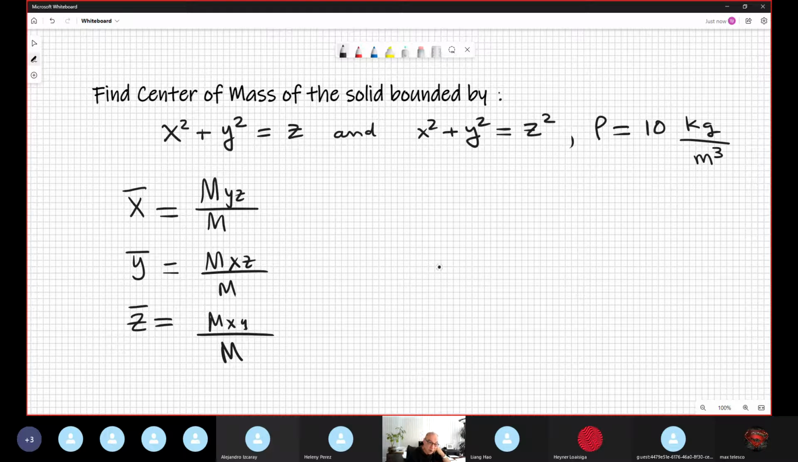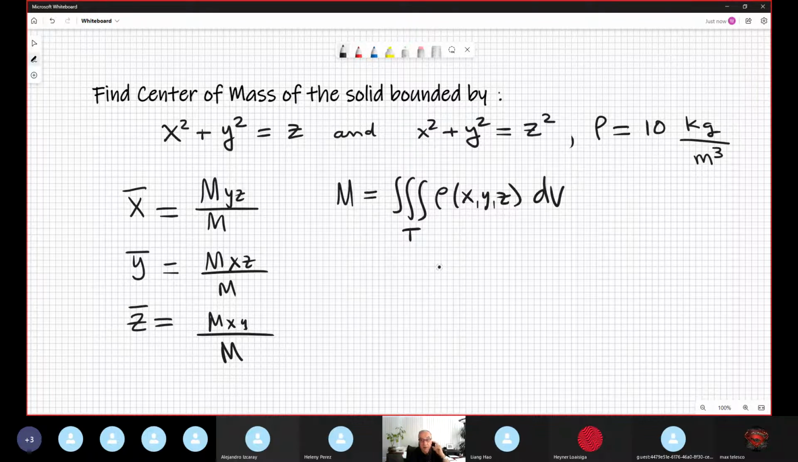And the formula, well, the mass is easy. The mass is the triple integral, because it's a solid, the solid bounded by this surface, of the density function rho(x, y, z) dV. Ese es mass.